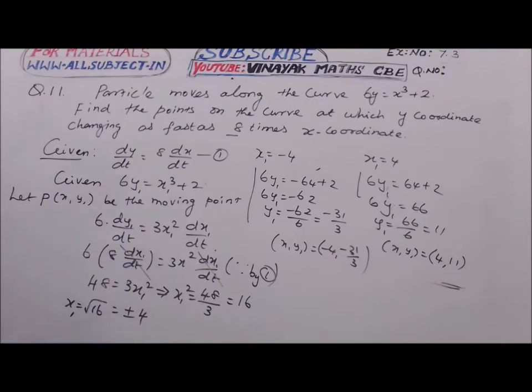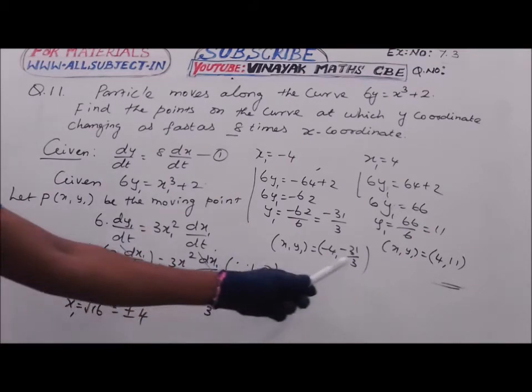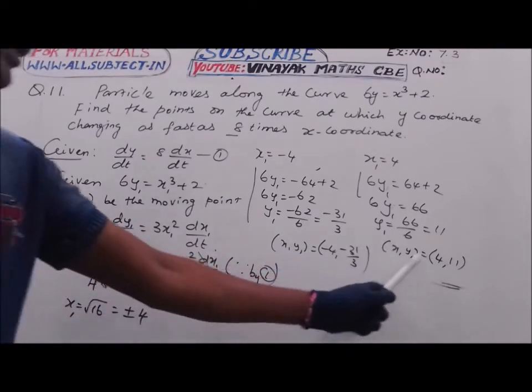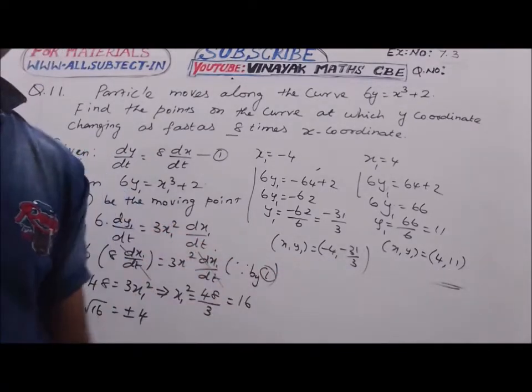Instead of x and y, substitute x1 and y1. You will get the answer as x1, y1. The points are x1 comma y1: they are minus 4 comma minus 31 by 3 and another point 4 comma 11.